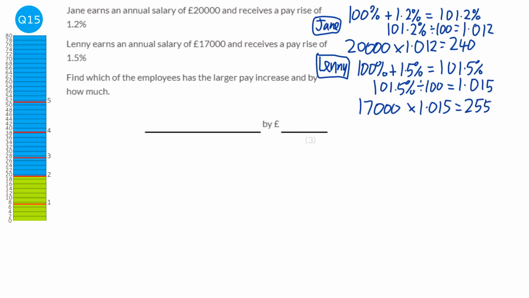So Lenny has £255, Jane has £240. So it says which of the employees has a larger pay increase and by how much. So the answer will be Lenny, and it's by £15 because that's the difference between these.